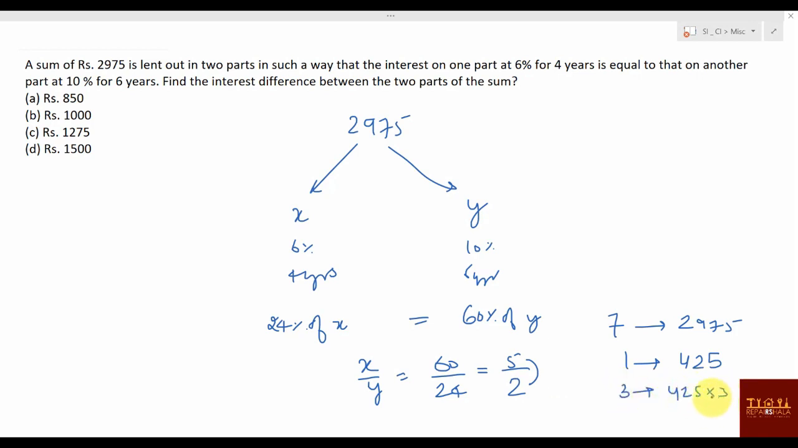Something around 1275. Or the unit digit is 5, yes, that is also correct. You can just check the unit digit. So 3 into 5, only one option is there with 5. You can check.